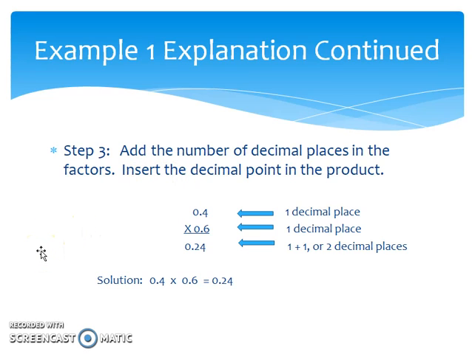So at this point in step 3, we're going to add the number of decimal places in the factors, and then we're going to insert the decimal point in the product. So if you look at the factor 4/10, there's one decimal place to the right of the decimal. In 6/10, there's one decimal place to the right of the decimal. So when we add 1 plus 1, we get 2. So that means we're going to start on the right, and we're going to move our decimal 2 places. And our product is going to be 24 hundredths. So the solution for this problem is 24 hundredths.